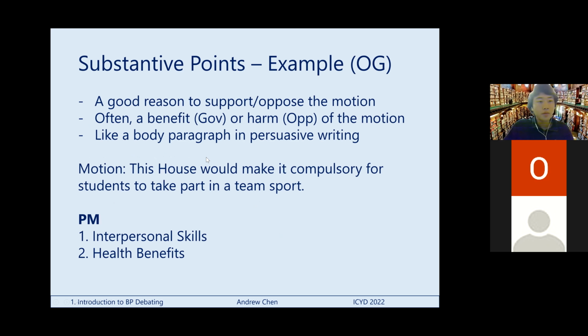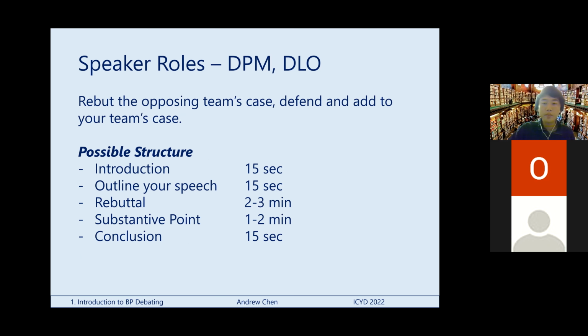So if, for example, the Prime Minister here has already talked about interpersonal skills and health benefits, maybe the Deputy Prime Minister is going to talk about personal skills, such as resilience or character development and personal growth that you might be able to get from team sports. And so that's roughly what people do on the top half. The Prime Minister and the Leader of the Opposition spend most of their speeches delivering material. When it comes to the deputies, it's a little bit more than half rebuttal, and then some rebuilding or a new substantive point.